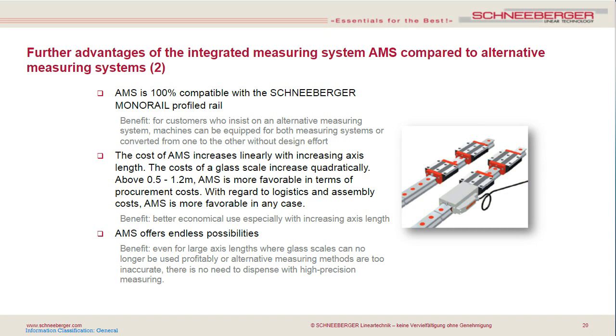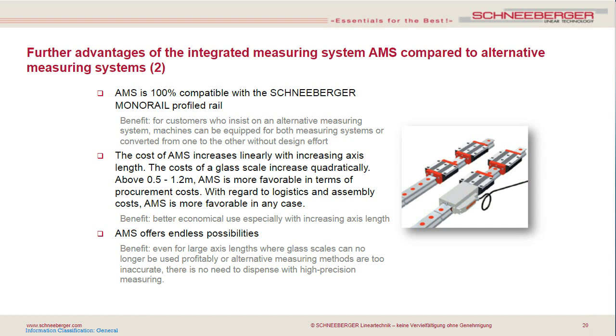The cost of AMS increases linearly with increasing axis length. The costs of a glass scale increase quadratically above 0.5 to 1.2 meters. AMS is more favorable in terms of procurement costs. With regard to logistics and assembly costs, AMS is more favorable in any case. Benefit: better economical use, especially with increasing axis lengths.